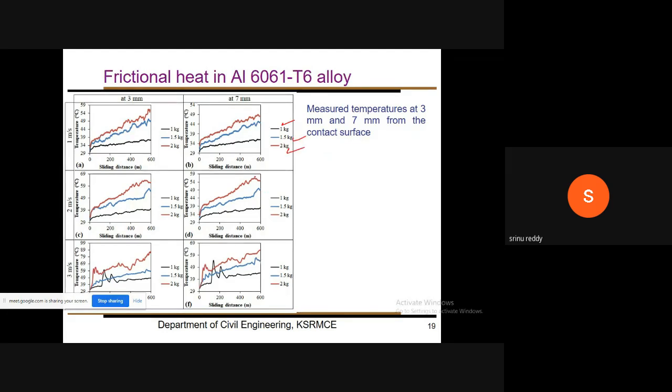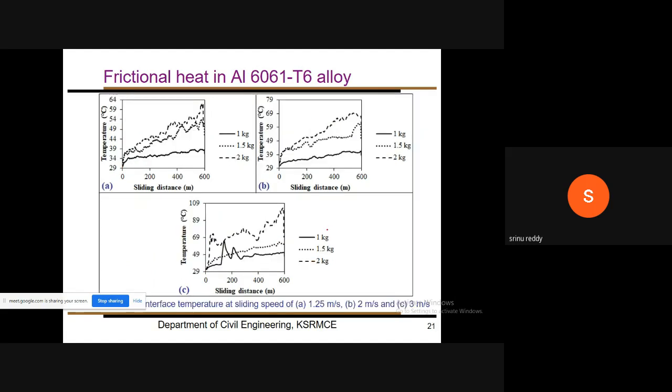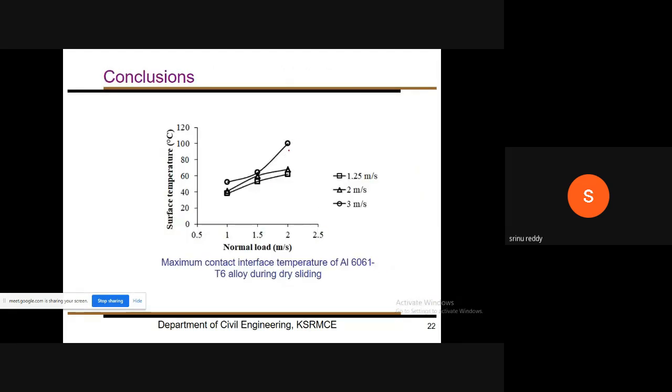These are the measured temperatures at 3 mm and 7 mm. From these measured temperatures, we have estimated the heat flux values, and later we found the temperatures at different locations actually. We are interested in the surface temperature, how much temperature it is there. So this is the summary of the surface temperatures.